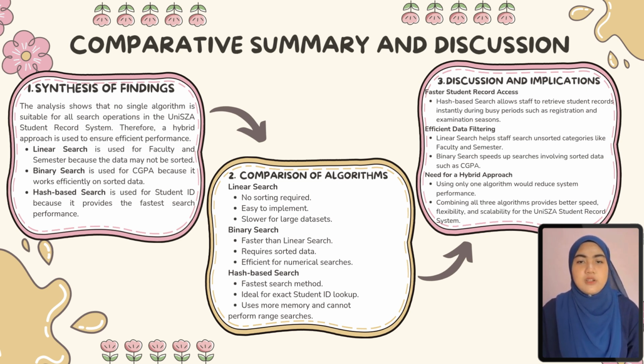2. Comparison of algorithms. Linear search is simple but slow. Binary search is faster but needs sorted data. And hash-based search is the fastest but uses more memory. 3. Discussion and implications. Hash-based search improves speed during peak time. Linear and binary search are used based on data type. Overall, the hybrid approach improves system performance.